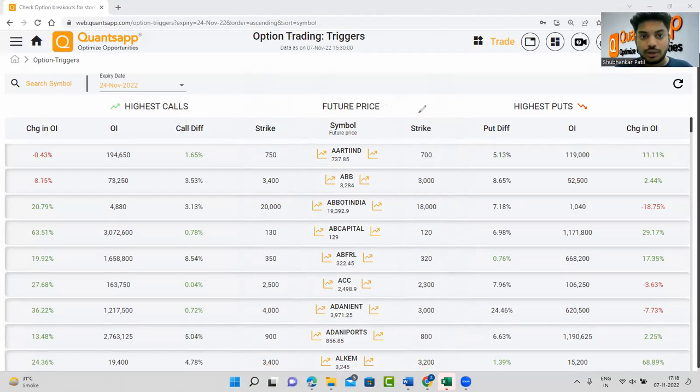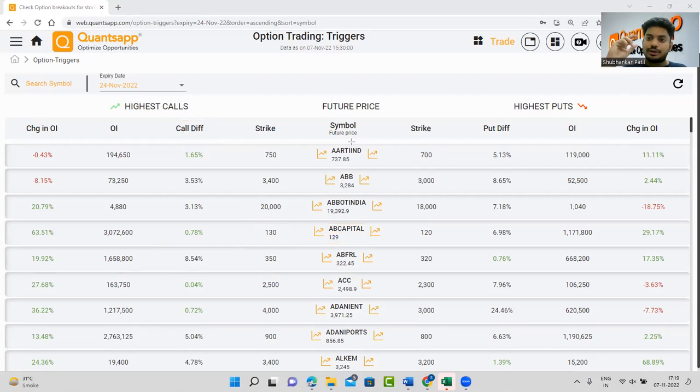Now, what you need to find out is those stocks which are close to their highest call open interest. For that, there is a filter known as call difference. What is call difference? It is the highest call open interest strike price minus the future price. Let's understand it with an example of AB Capital. AB Capital's highest call is at 130. Its futures price is 129. The difference is 0.78 percent. That tells you that AB Capital's highest call is 0.78 percent away from its futures price.